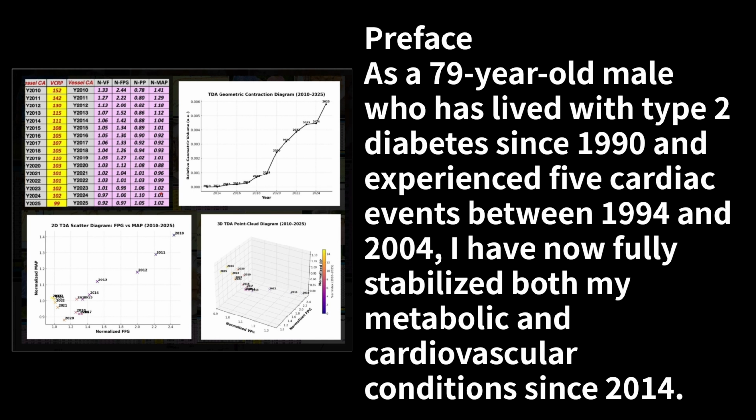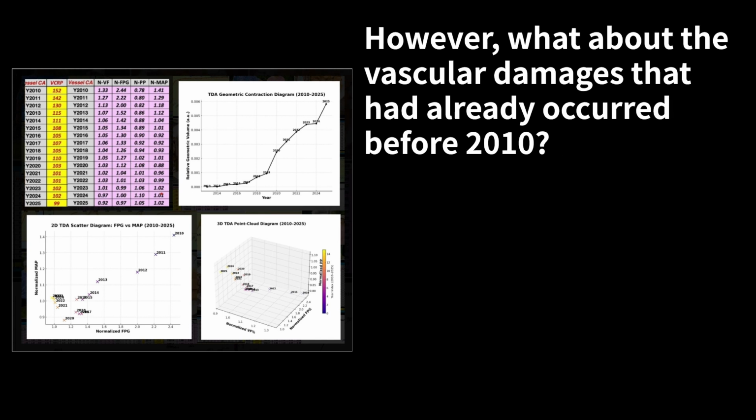Preface: as a 79-year-old male who has lived with type 2 diabetes since 1990, and experienced 5 cardiac events between 1994 and 2004, I have now fully stabilized both my metabolic and cardiovascular conditions since 2014. However, what about the vascular damages that had already occurred before 2010?